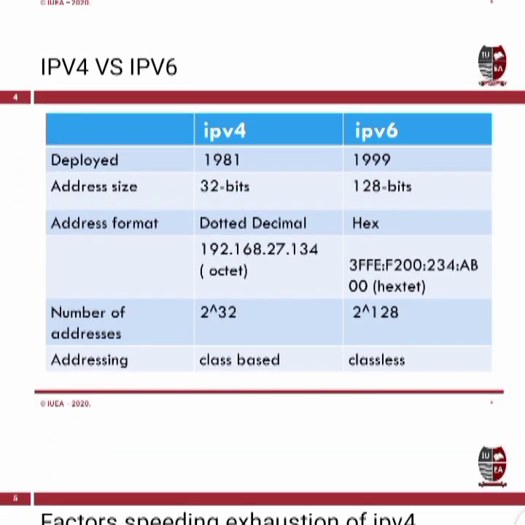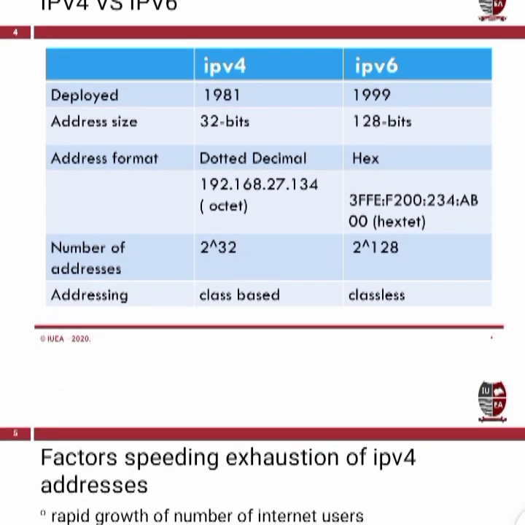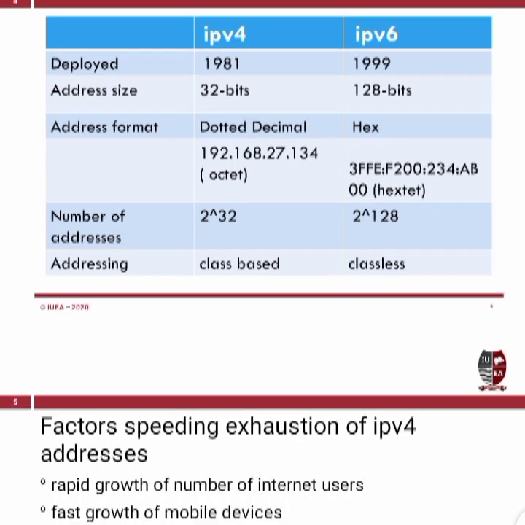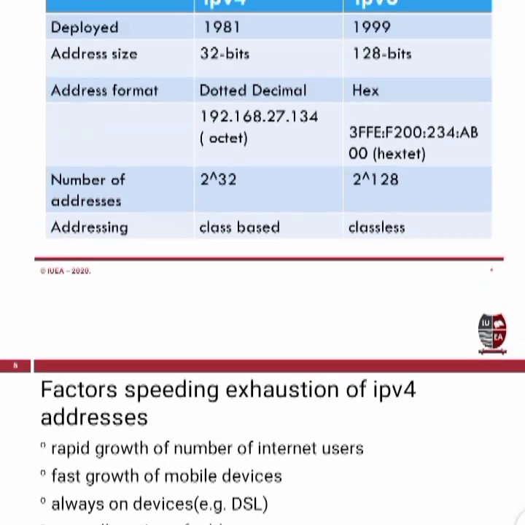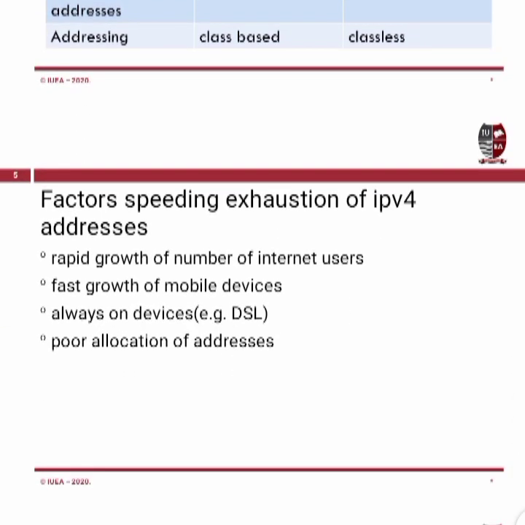IP version 4 versus IP version 6. You can see the table is there. Then after the table, we slow down.